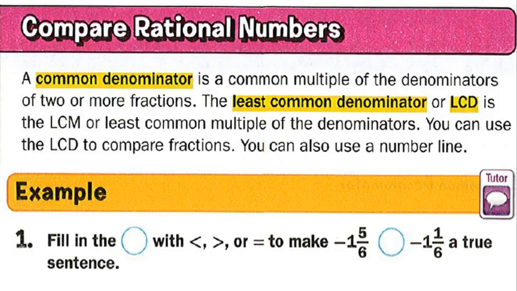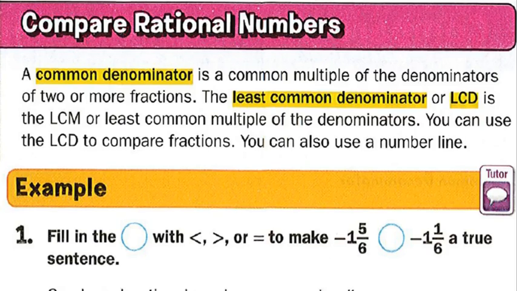So compare rational numbers. So a common denominator is a common multiple of the denominators of 2 or more fractions. So that means that if you have 2 fractions, all right, and they have different denominators, a common denominator would be something that they could both get to. So for example, if you had 3 and 5, a common denominator would be 15. 15 is a multiple of 3 and it's a multiple of 5. The least common denominator, or LCD, is the least common multiple of the denominators. So that's the lowest value multiple that they share. You can use the LCD to compare fractions. You can also use a number line. So there's a couple different ways we could go about doing this.